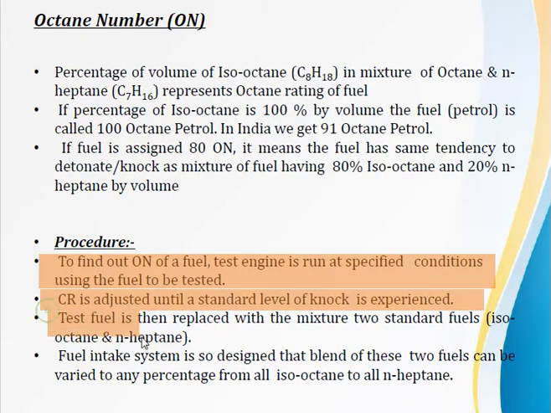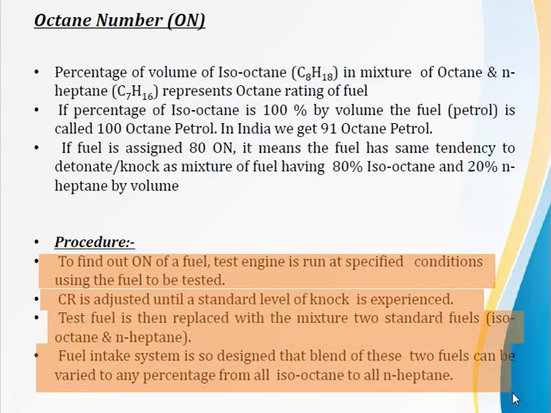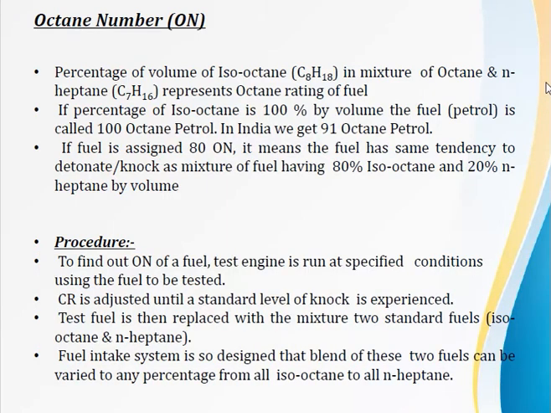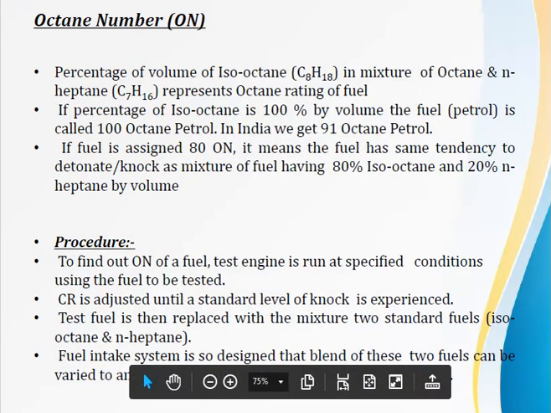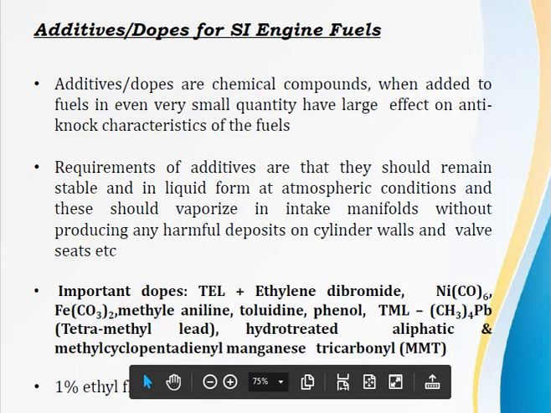The test fuel is then replaced with a mixture of two standard fuels, isooctane and N-heptane. When we have adjusted the compression ratio, we replace the fuel with a mixture of isooctane and N-heptane. The fuel injection system is designed so that it can handle blends of fuel in all percentages, so you can vary the isooctane and N-heptane percentage. This is a generalized procedure to find out the octane rating.